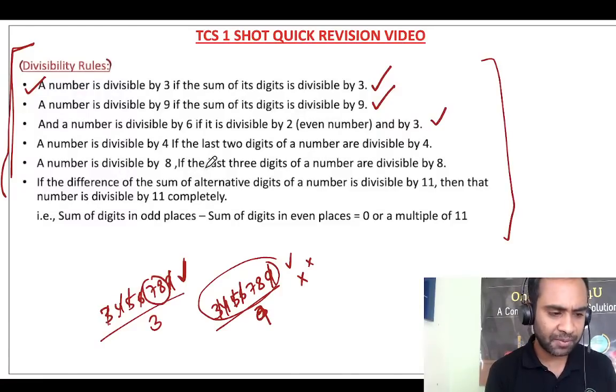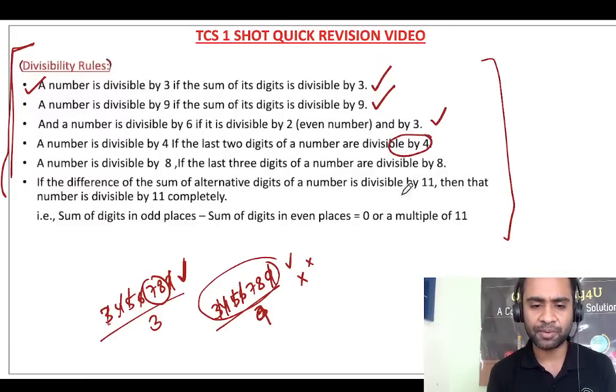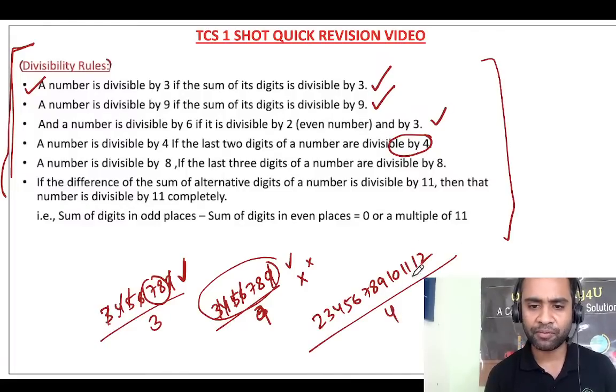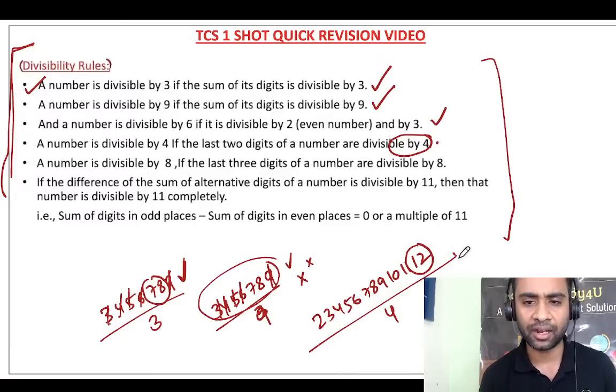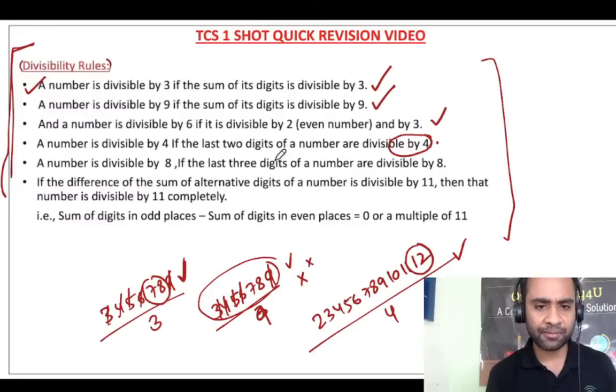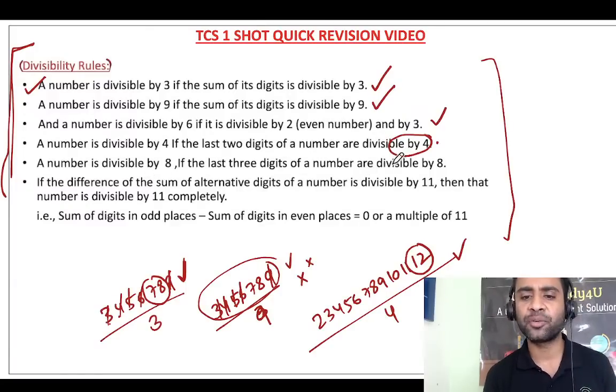If a number is divisible by 4, then the last two digits of the number should be divisible by 4. If I say, sir, 2, 3, 4, 5, 6, 7, 8, 9, 10, 11, 12. Sir, is this number divisible by 4 or not? Just see the last two digits. Yes, sir, it is divisible. Done.